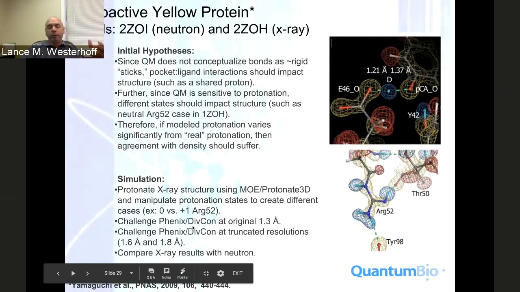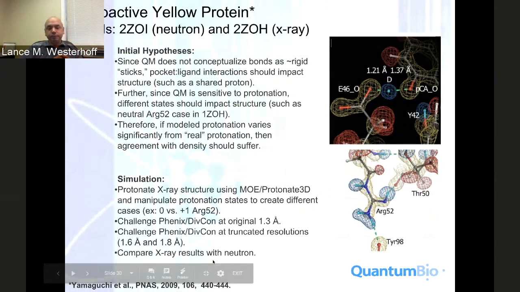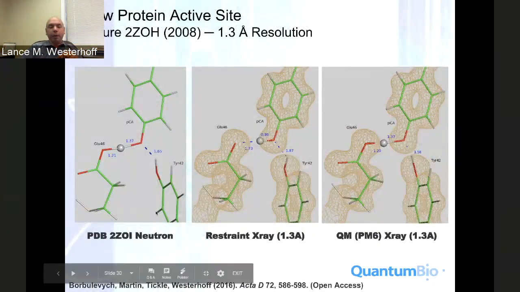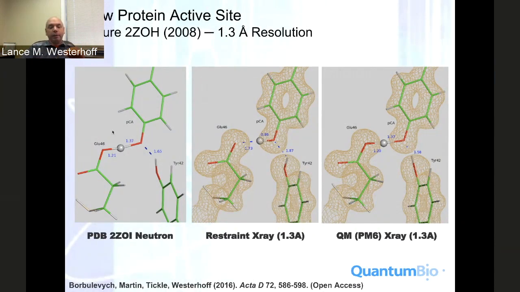We challenged this with Phenix DivCon at the original really high resolution. We also started truncating back the resolutions a little bit to see if there is an impact of resolution on the final prediction. And then we finally compared our X-ray results with our neutron diffraction results. We didn't run the neutron; we took that from the published structure.